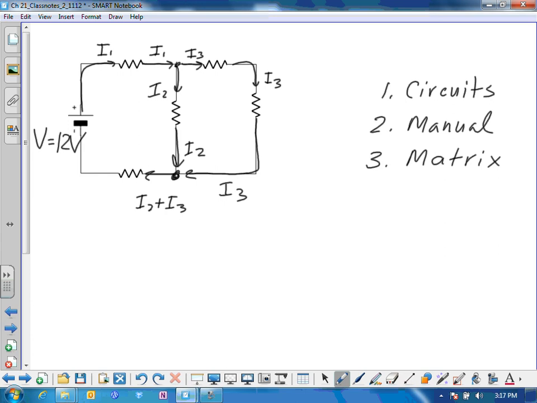And since they both split off from I1 up at this point, the sum of I2 and I3 will be equal to I1. And then I1 will flow back into the negative terminal of the power supply. And so I1 flows out and I1 flows in, and we have conservation of charge. Okay, so that's kind of how it works.